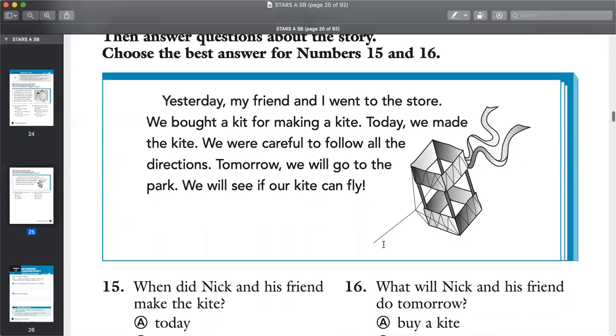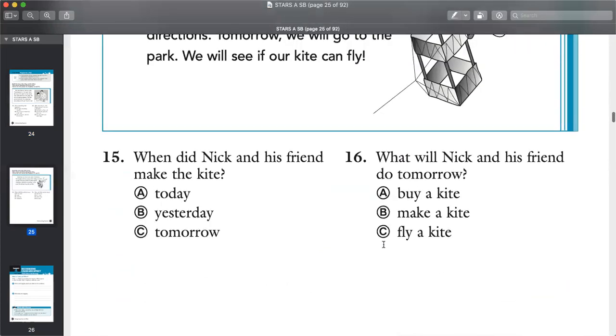So now you guys are going to read this one. I'll read it with you guys, and you guys should be able to answer just two multiple choice questions.